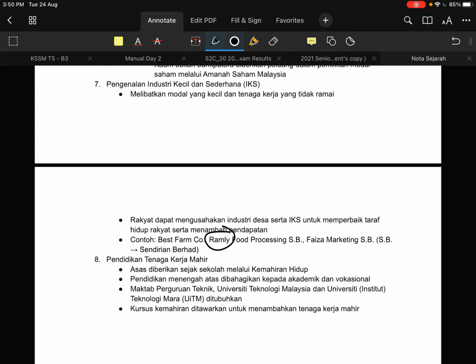Like Maktab Perguruan Teknik, UTM and UITM. These are for more experimental stuff, more sciencey experiments instead of writing academics. And then kursus kemahiran ditawarkan untuk menambahkan tenaga kerja mahir. So it's like the same point that was mentioned in I think it was Pub 7.